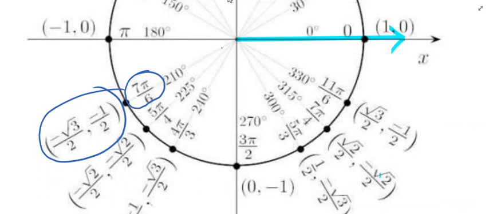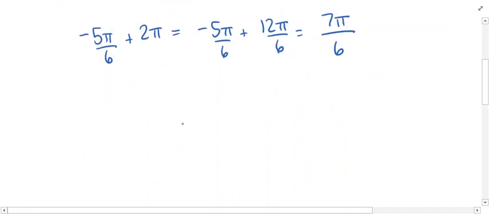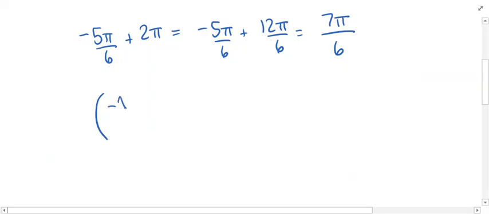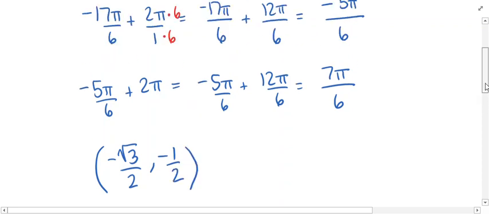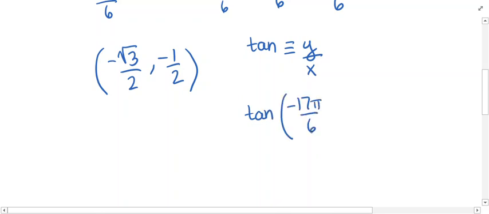So I'm going to go ahead and write this point down. The point that I'm interested in is negative square root of 3 over 2, negative 1/2. And I need to compute a tangent value. So we know that tangent is basically the y coordinate over the x coordinate. So to get the tangent of negative 17 pi over 6, we're going to take the y coordinate of negative 1/2. We're going to divide by the x coordinate of negative square root of 3 over 2.